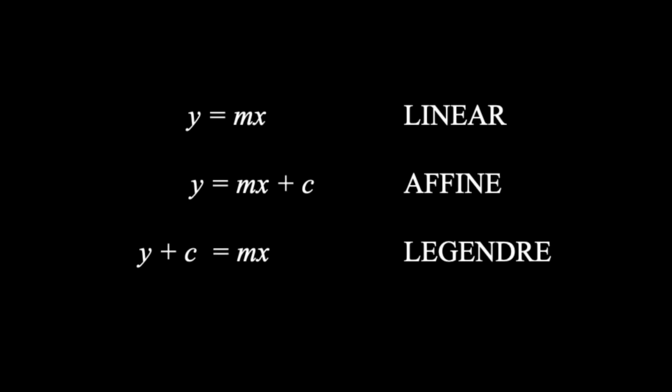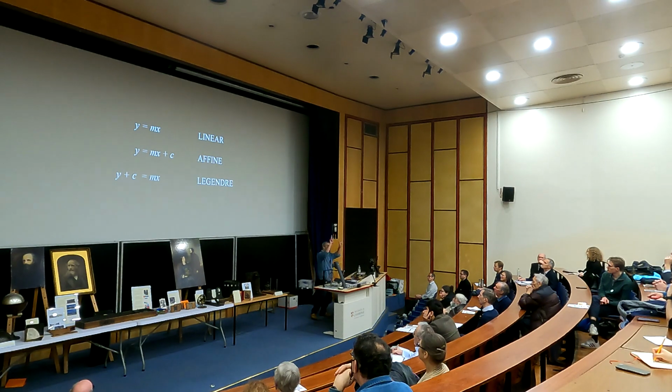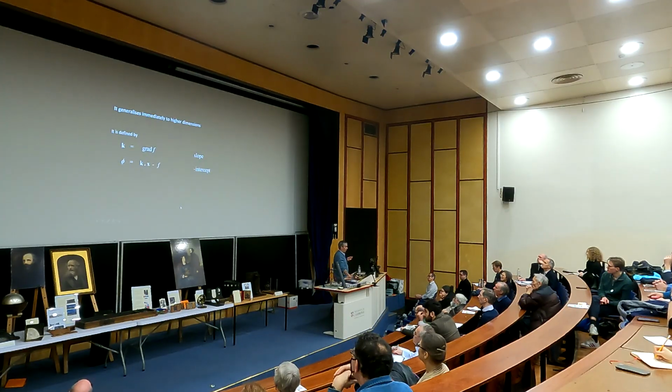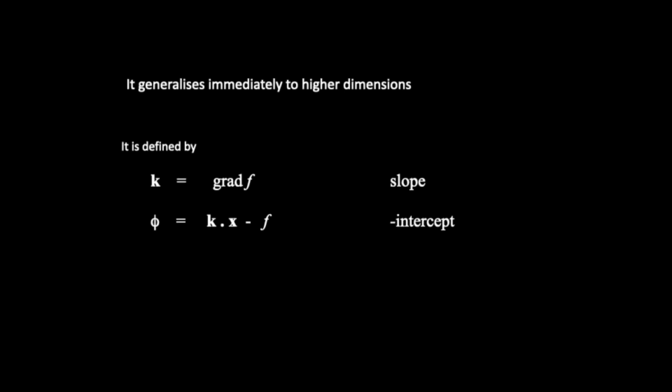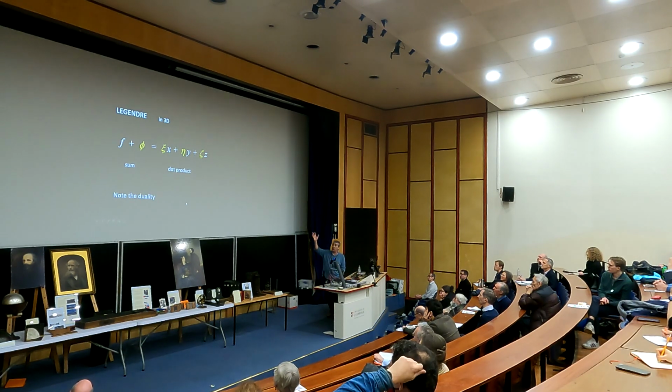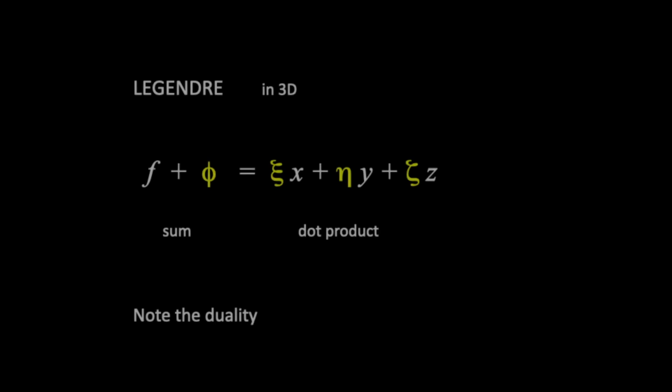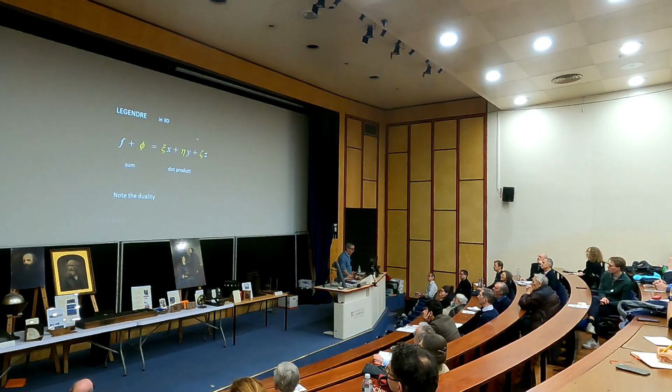And over on one side you add them, and over on the other side you multiply them. But you can swap them over with this beautiful duality now. You can see the duality in the Legendre transform. It instantly generalizes to higher dimensions, but again you just take the slope, which is now the slope of a plane, and you've got the intercept there. So this is it in 3D. You can see the duality, the white and the yellow, the sum, the Roman and the Greek. It's there. The sum on one side, the dot product on the other.